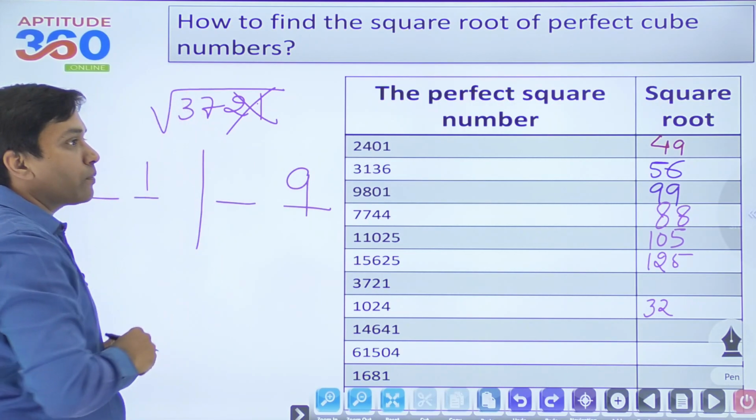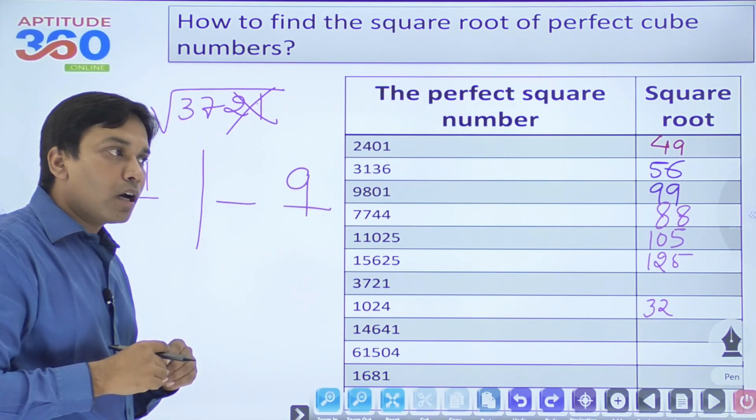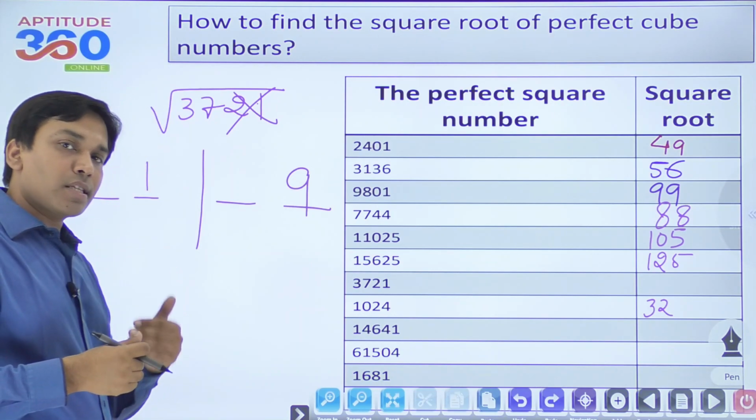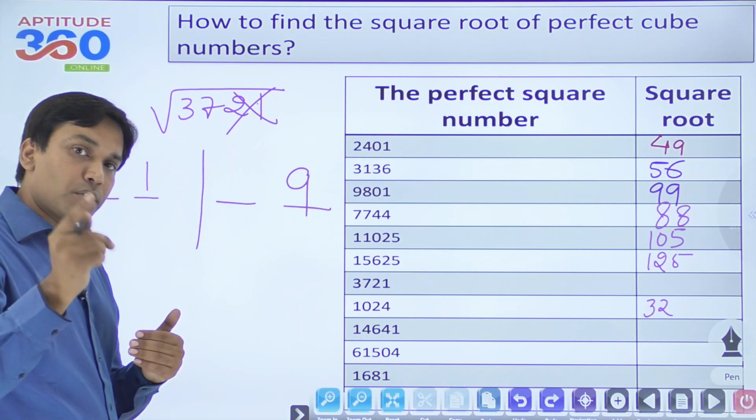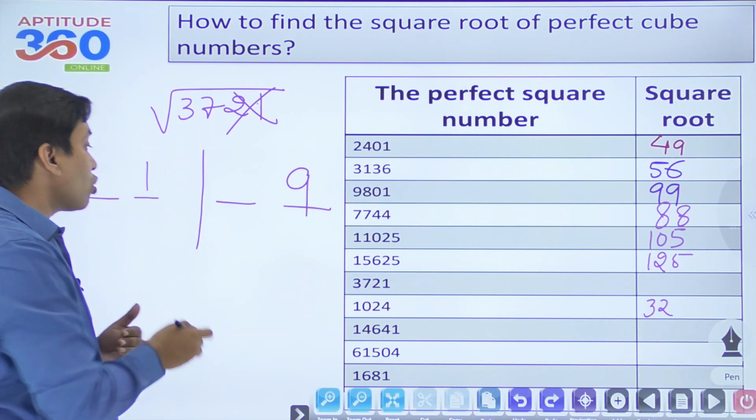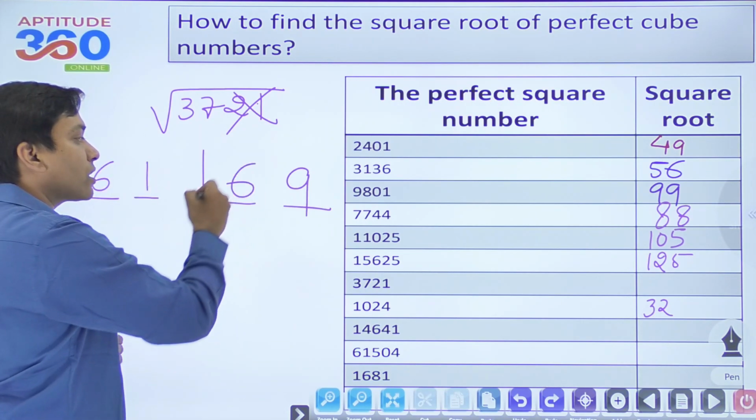And then you have got 37. A number which is a perfect square and just less than 37 is 36, and 36 is the square of 6. So over here you will have either 61 or 69.